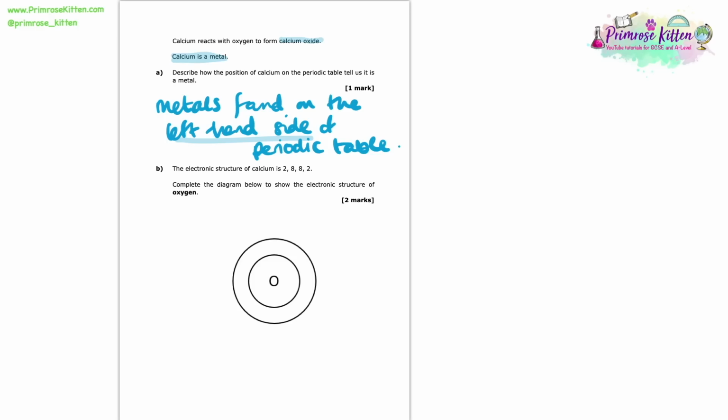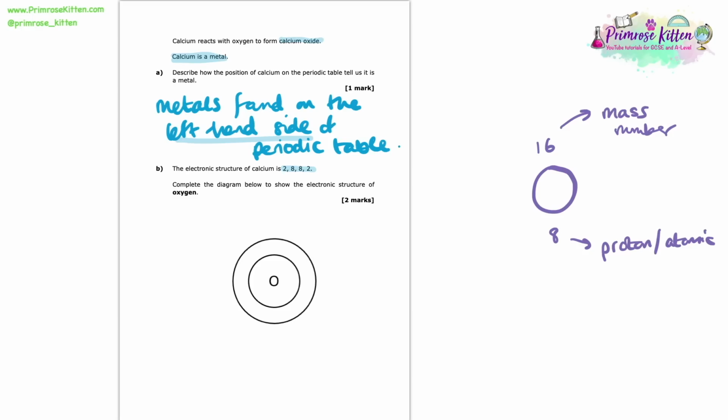Okay, for part B, we're told that the electronic structure of calcium is 2, 8, 8, 2. And we're asked to complete the diagram below to show the electronic structure of oxygen. If we were to look at oxygen on the periodic table, we would see that at the bottom we have an 8 and on the top we have 16. The number on the top is the mass number, or the atomic mass of oxygen, whereas the 8 is the proton number, or the atomic number of oxygen. What's important is that in an atom, the number of protons is equal to the number of electrons. So oxygen has 8 electrons in total.